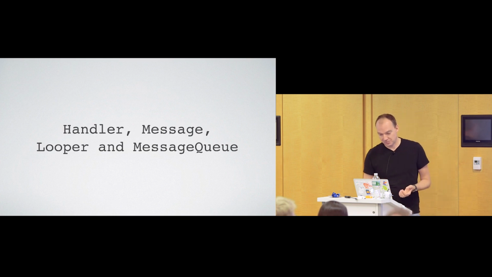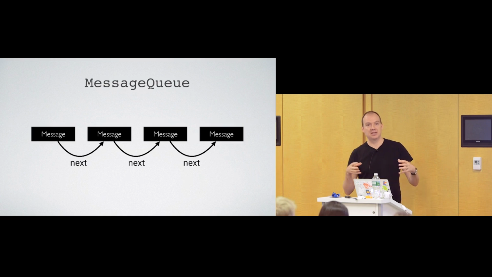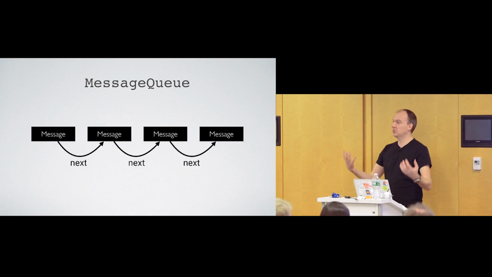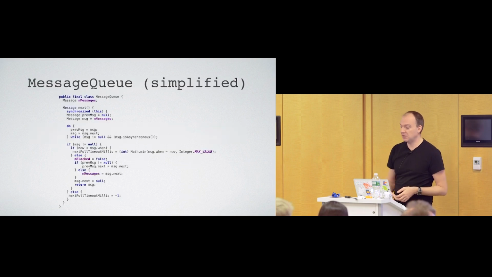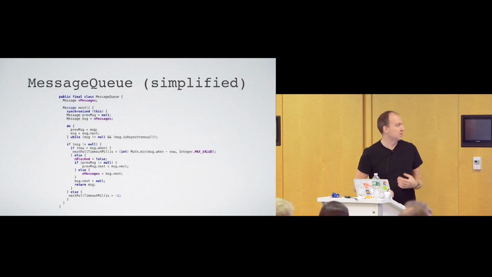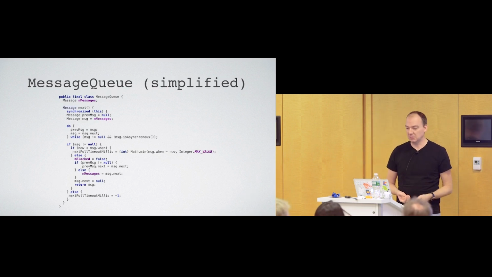A message queue is super simple. It's just a linked list of messages. The message queue class has a very limited API in the public API. You will probably never use that one yourself, but it's good to know that it basically just wraps a linked list. So very simplified, I cut out the code there. We're not going to stay on this one much, but basically you call next on the message queue, you will get the next message. This method will block until there is a message available. So yeah, nothing strange there.